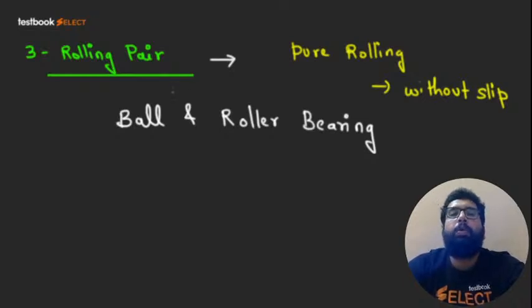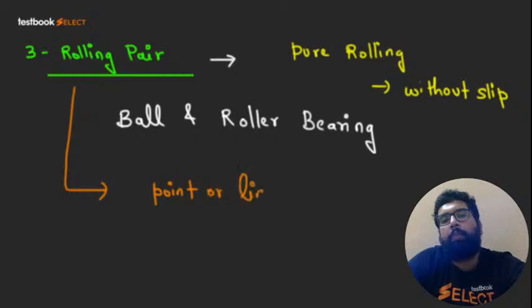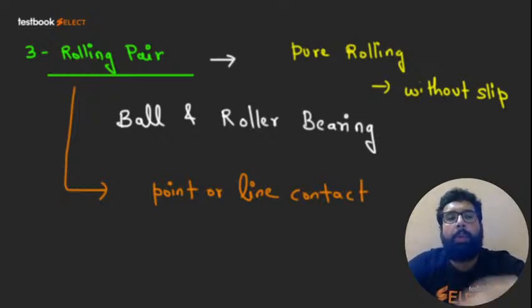Now, when something is in pure rolling, something is rolling about the other, the kind of contact is line contact or point contact. So we can say in a rolling pair, point or line contact is formed. I hope it is fine to all of you, right?